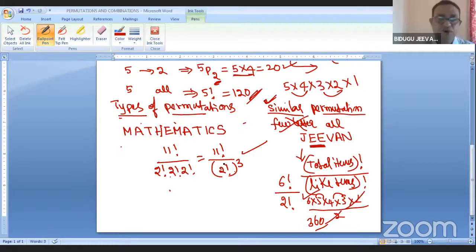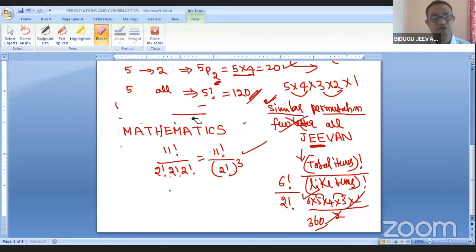We better do more number of questions tomorrow, after completion of this theoretical part, right? How to arrange conditionally. Conditional questions are very interesting, right? So this is called permutation and types of permutation. I discussed dissimilar permutation and similar permutation. Let me go for another kind of permutation. So another permutation is circular permutation.